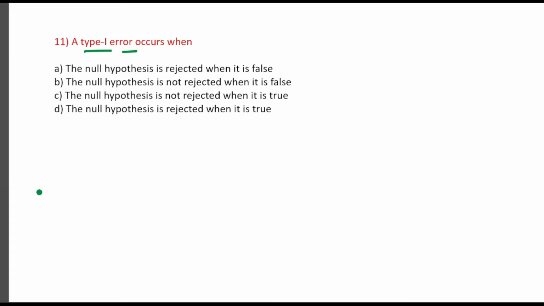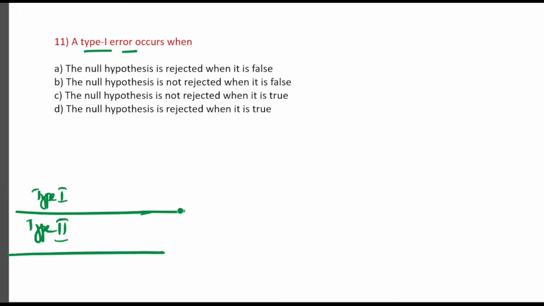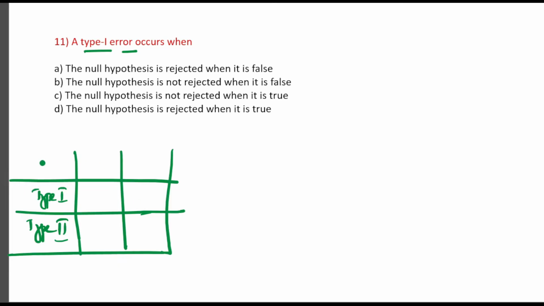put a table. You write down type 1 error and this is type 2 error. You will be given a pen or a pencil and a paper in the examination for rough notes. So you have to put the table in this manner. Okay, then write positivities and negativities.